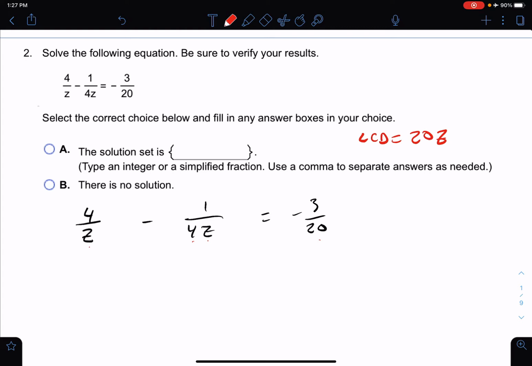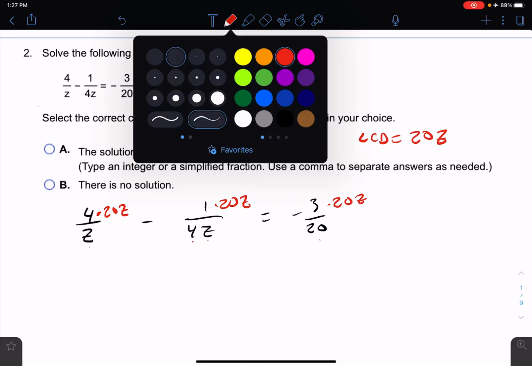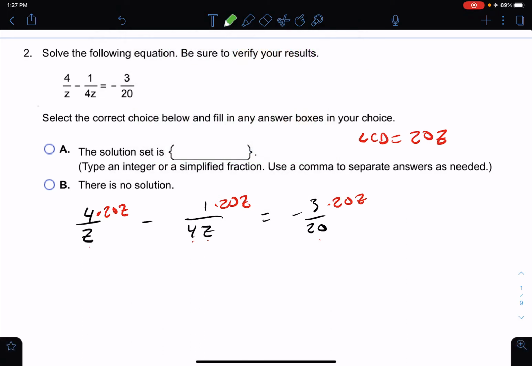Now every term on the left, so I'm going to put parentheses around this, needs to be distributed. So let's realize that we're going to have to distribute to every term. So this is going to be 4 times 20z over z, and then the next term is 20z over 4z. I just want to let you know that very often this negative symbol gets lost. In this case, it's probably not going to get lost too easily, but in many cases it will. And the trick is just to write that as plus a negative up top so you don't lose it.